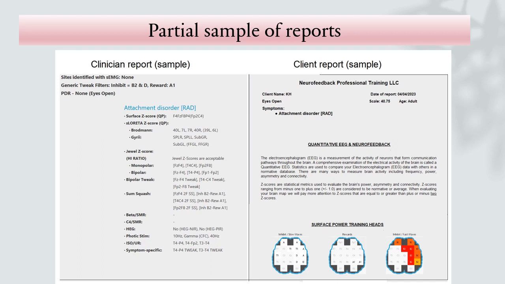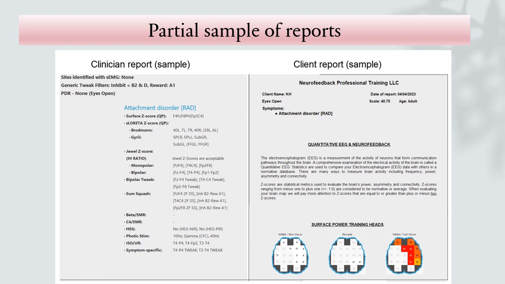The client report is the same as usual, listing the client's name, age, and symptom, along with a lot of data in many pages. The clinician report on the left is for your eyes only. If you're tweaking it with the three filter design, there are your two inhibits and the reward. Those are the suggestions. If you're doing QEG Pro Z-scores, whether it's Surface or sLORETA, here are the suggested sites. If you're doing Jewel Z-score training, here are the suggested sites. If you're doing a tweak, a three filter design, these are the sites.